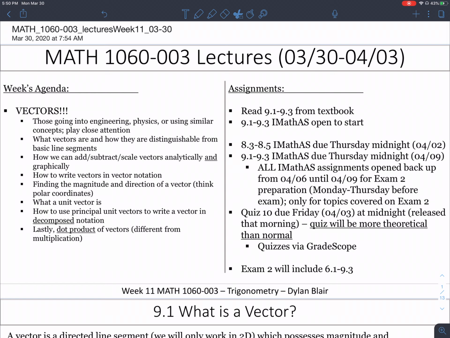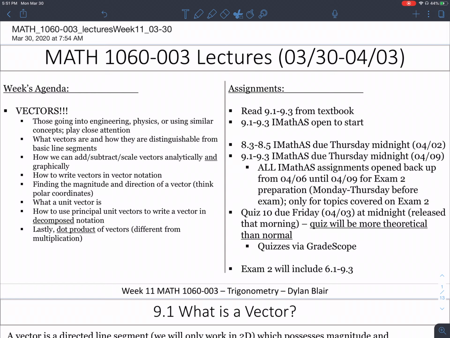With that being said, for our assignments, you need to make sure you are reading 9.1, 9.2, and 9.3. The homeworks for those are also open now. The homeworks from last week's content, so 8.3, 8.4, and 8.5 on complex numbers, are due this Thursday at midnight, so that's April 2nd. And then the homework for this content is due next Thursday, a day before the second exam. So that's April 9th at midnight.